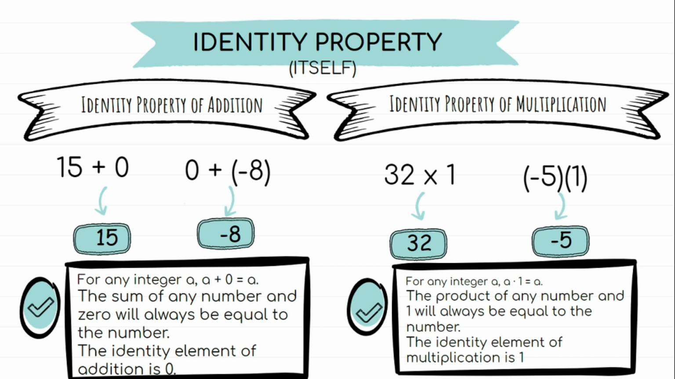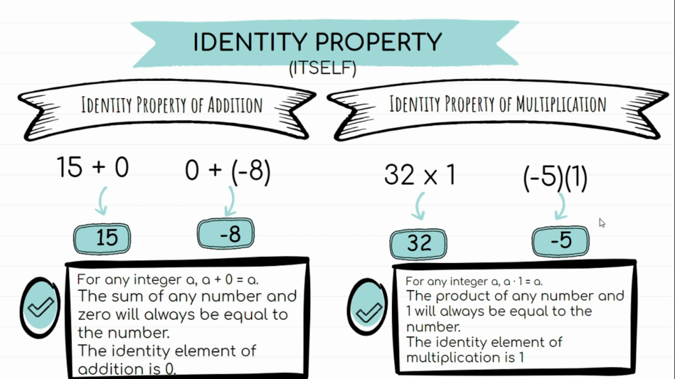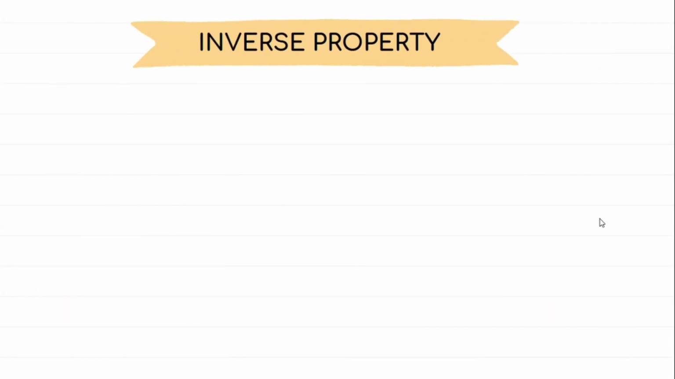So, ibig sabihin, kapag nag-multiply tayo ng kahit anong number or integer sa 1, ang sagot ay yung sarili pa din niya. So, the identity element of multiplication is 1. Ulit, ang identity element of addition ay 0 at ang identity element ng multiplication ay 1. Yun yung mga number na kailangan mo i-add at i-multiply na ang magiging sagot ay yung sarili nila or itself. So, that's identity property. Next ay inverse property naman.